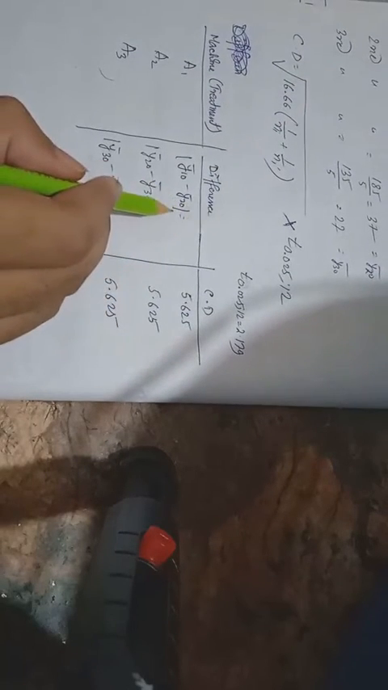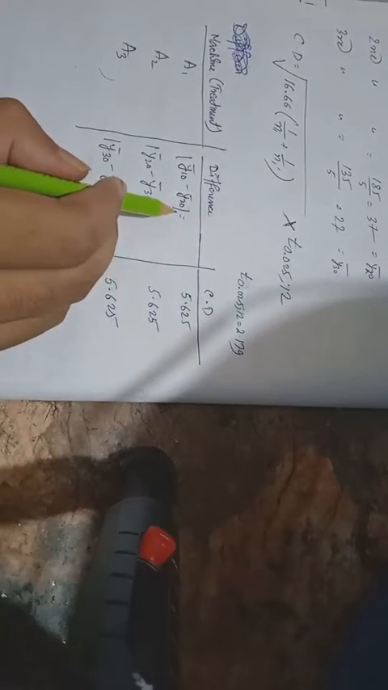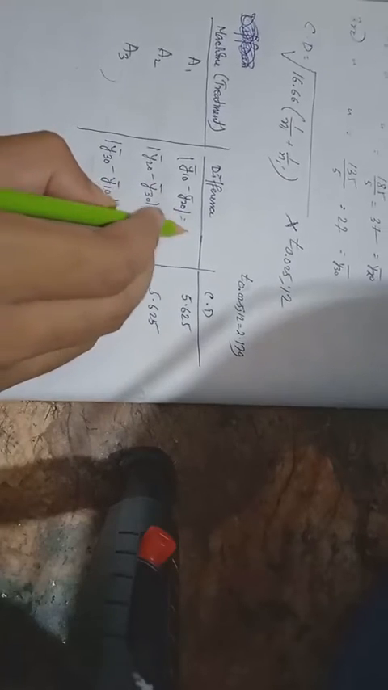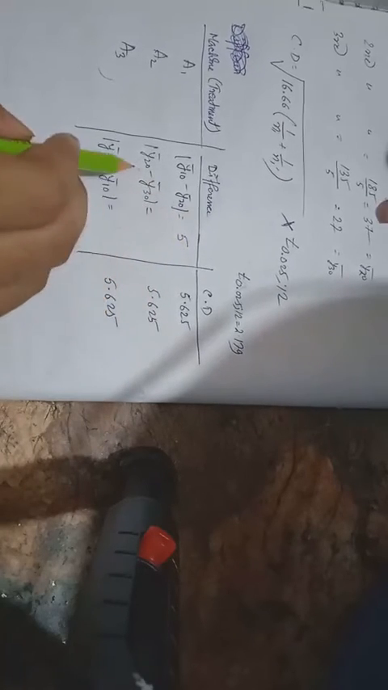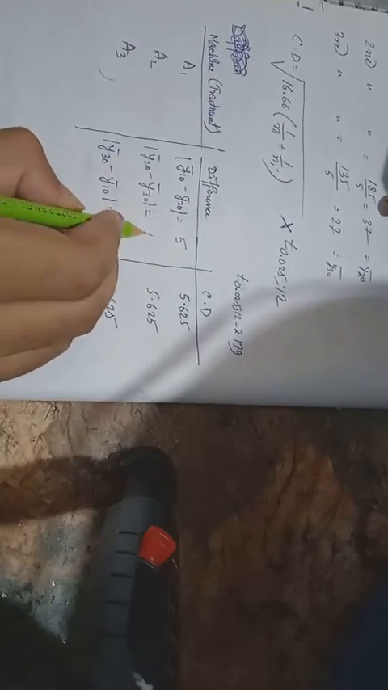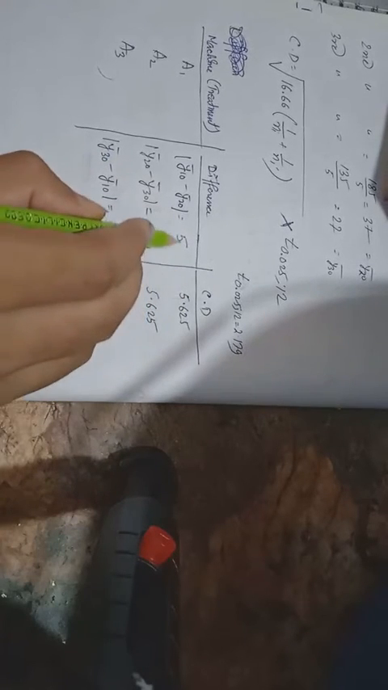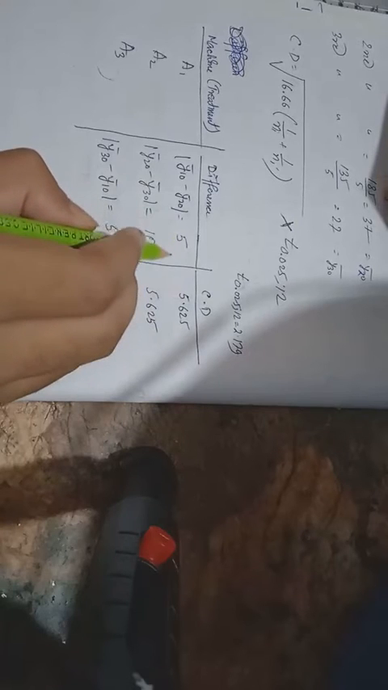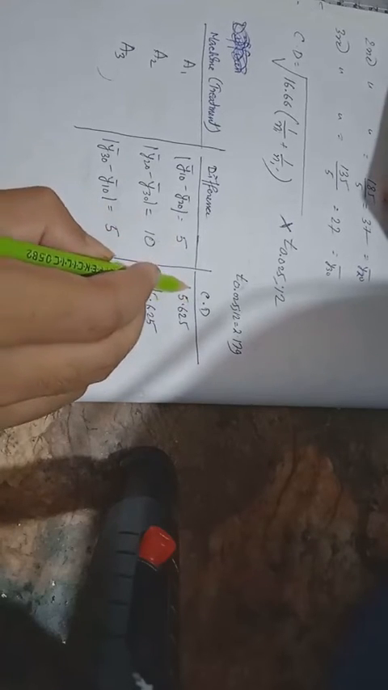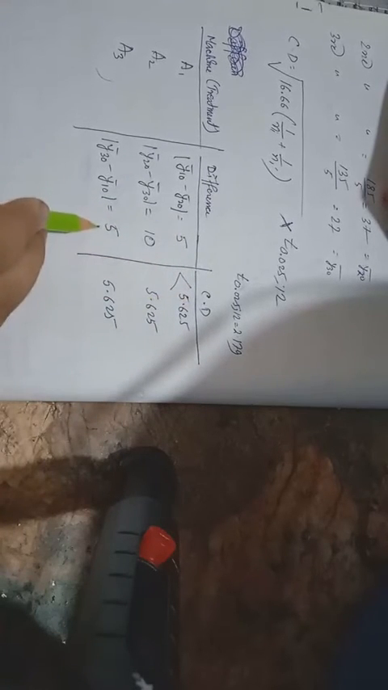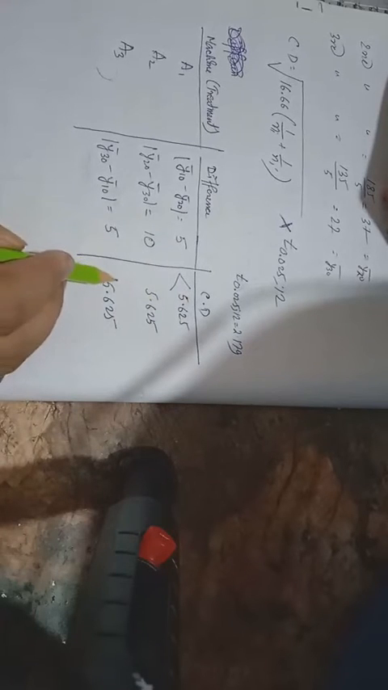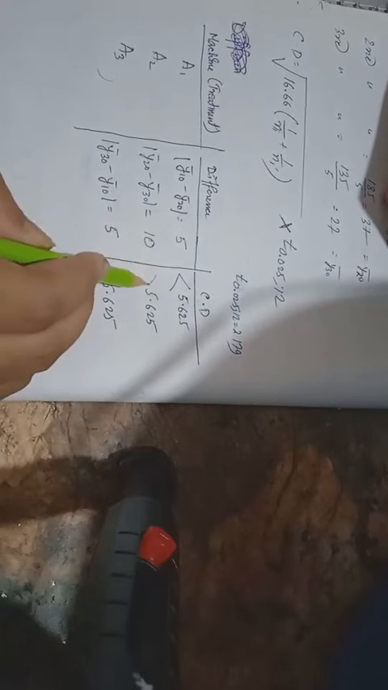Now the differences. This difference is 32 minus 37. The absolute is 5. 37 minus 27, it's 10. It's 32 minus 27, it's 5. So in this case, this is not exceeding this critical difference. Okay. Again, this is not exceeding the critical difference. Okay, but this is exceeding the critical difference. So what would be our conclusion here?